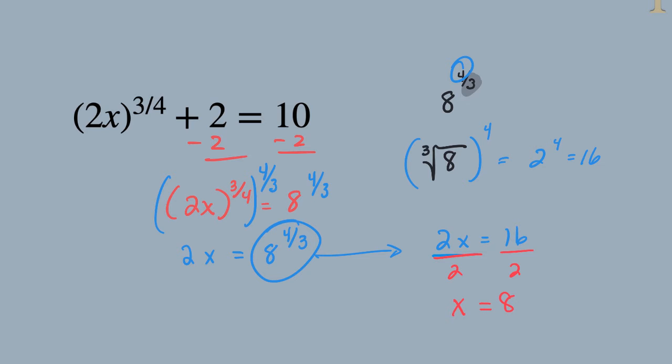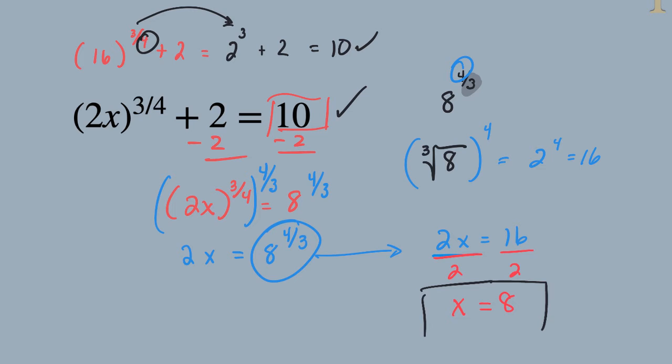Let's run through and check that real quick. So 2 times 8 is 16 to the 3/4 plus 2. That's the left-hand side. Let's see if it does indeed equal this 10 on the right. Well, this is the 4th root of 16. The 4th root of 16 is 2. So it's 2 cubed, because we haven't done anything with that 3 yet. Plus 2, and that's 8 plus 2, which is 10, so it checks. And therefore, x equals 8 is our solution. So the key thing is, isolate the x term, and then raise it to the reciprocal power.